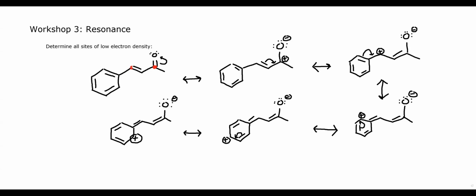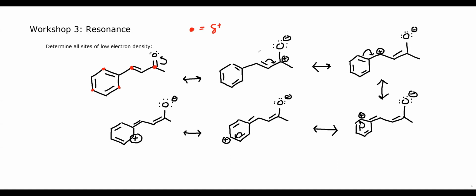We also have a positive charge on this carbon here, and you'll start to see a pattern. It's alternating. Every other carbon has low electron density. All these carbons in red, we can draw a positive charge on them using resonance theory, using our resonance structures. Therefore, those carbons we know have partial positive character. That red color here means those carbons are partially positive.